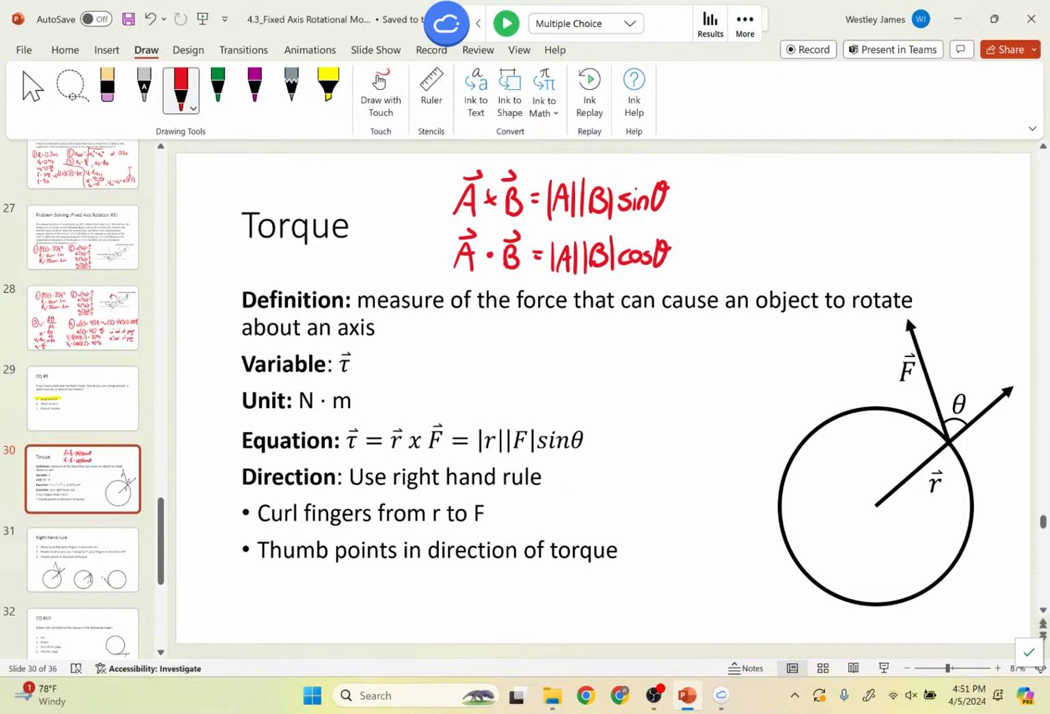How do we find the direction of torque? We're going to do a right-hand rule thing. It'll be pretty simple. But I want to spend just a little bit of time on this whole cross product, dot product thing, because you're going to see these a lot.